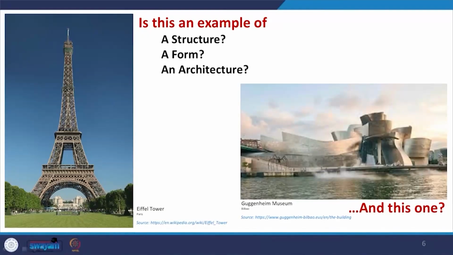Now, here I place two photographs, taken from two wonderful pieces of architecture. One is the Eiffel Tower in Paris, the other one is the Guggenheim Museum in Bilbao. So, my question to all of you, looking at these photographs, what first comes to your mind: is this an example of a structure, a form, or an architecture? Though I mentioned that I have taken these examples from great architecture, still the option is open.